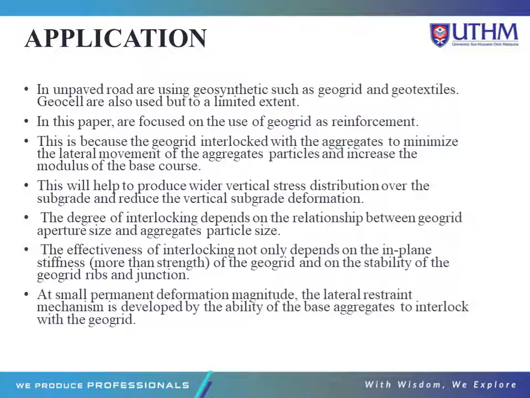The degree of interlocking depends on the relationship between geogrid aperture size and aggregate particle size. The effectiveness of interlocking depends not on the in-plane stiffness, which is more than the strength of the geogrid, but on the stability of the geogrid ribs and junction. At a small permanent deformation magnitude, the lateral restraint mechanism is developed by the ability of the base aggregate to interlock with the geogrid.